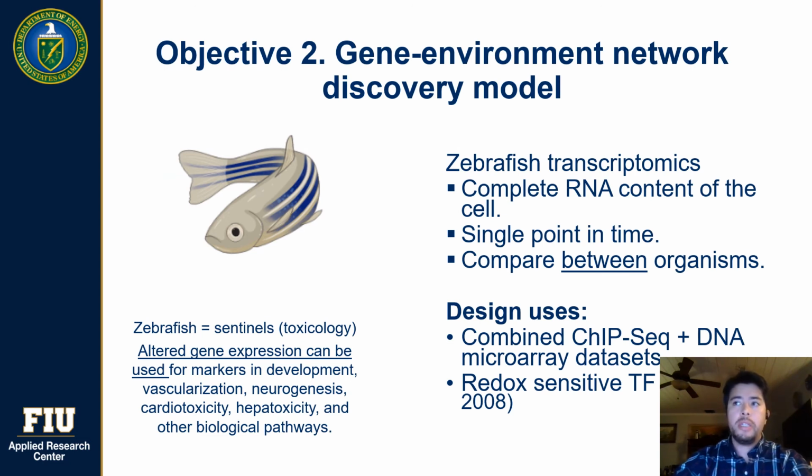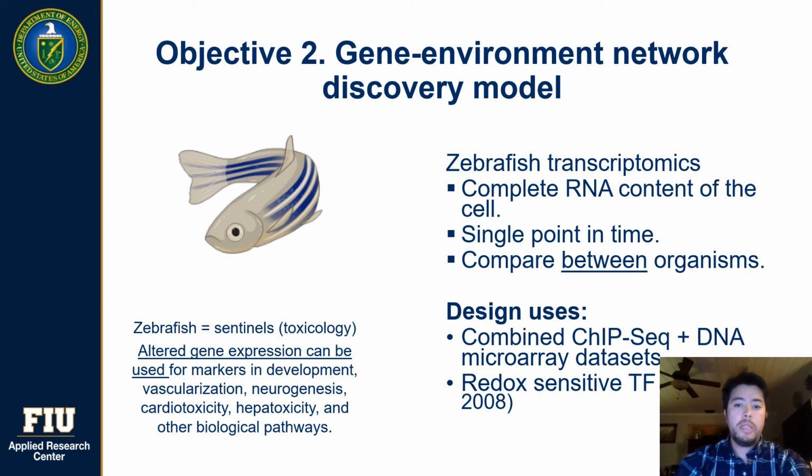Regarding my second objective, the Gene Environment Network Discovery Model, I am using zebrafish transcriptomics. Zebrafish are a well-known model which is used as a sentinel for environmental toxicology. So zebrafish transcriptomics and gene expression can be used for markers in development and regarding vascularization, neurogenesis, cardiotoxicity, hepatotoxicity, and other biological pathways regarding environmental contaminants.